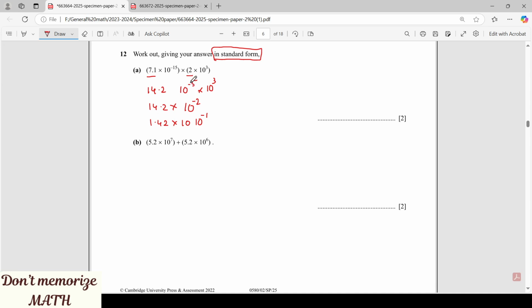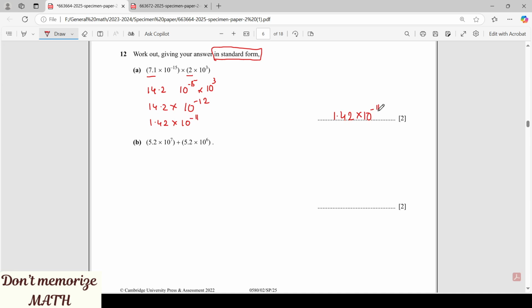Oh, sorry, I made a mistake here. It is actually minus 15 plus 3, which will become negative 12. So 10 raised to negative 11 you will get, right? Okay, so 10 raised to negative 11. Here actually it is 12, so negative 12. So be very careful when you rewrite the question. Each and every number, make sure you are writing the same. That's why I made a mistake. So the final answer is 1.42 times 10 raised to negative 12.